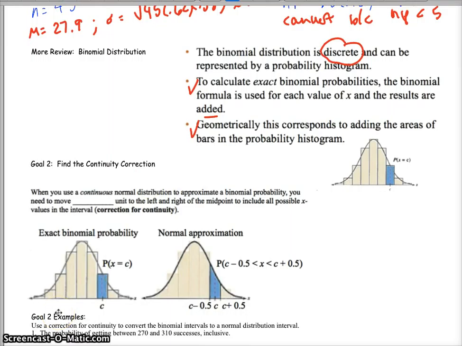So I'm going to stop here for goal number 1, and I'd like you to read page 277 and then turn the screencast back on, and we'll move on from there. Or actually, I'm going to start a new video for goal 2.